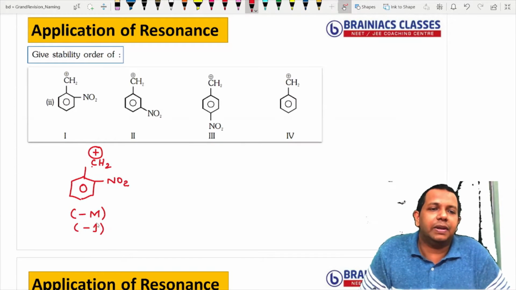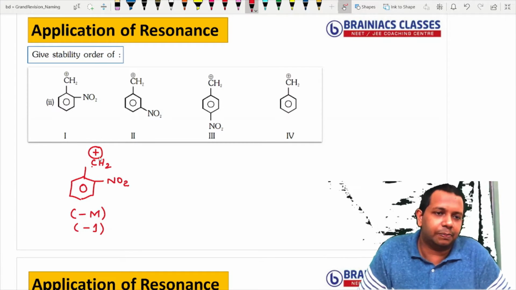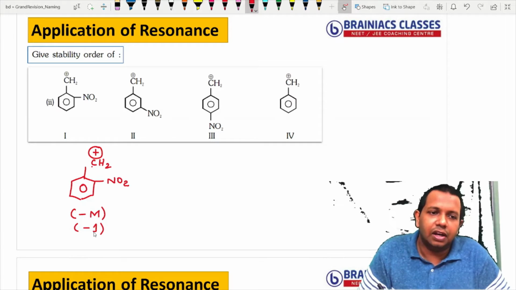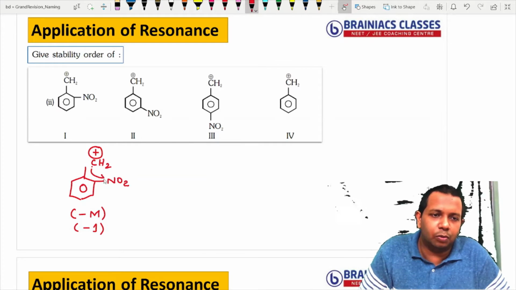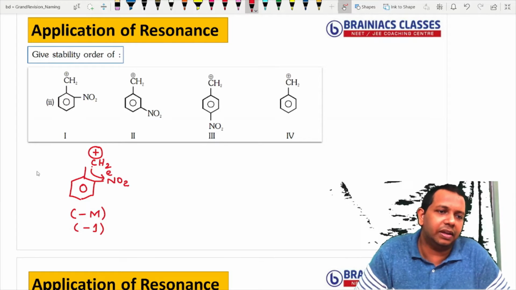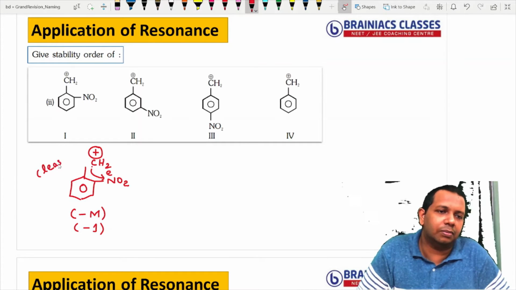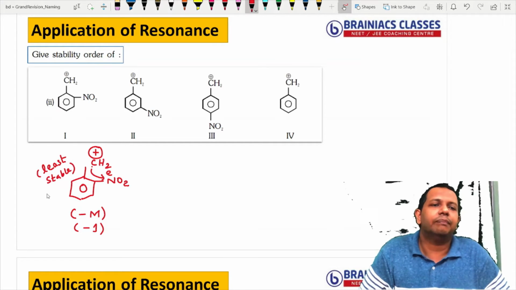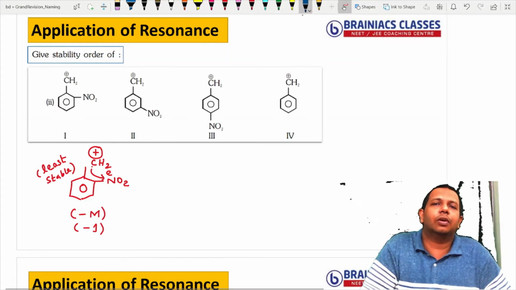So what is happening here? Due to minus M effect, the plus charge will get destabilized. Due to minus I effect, electrons will move in this direction and the plus charge here keeps on increasing, making this compound least stable. Okay, now let's go to the next option.